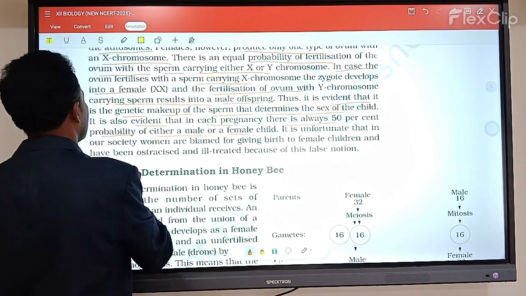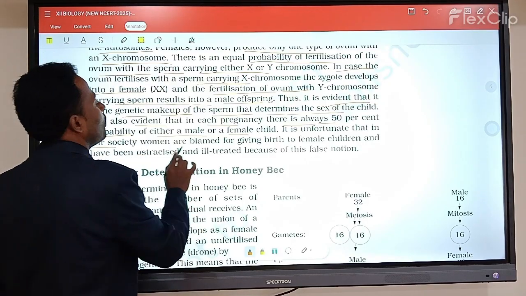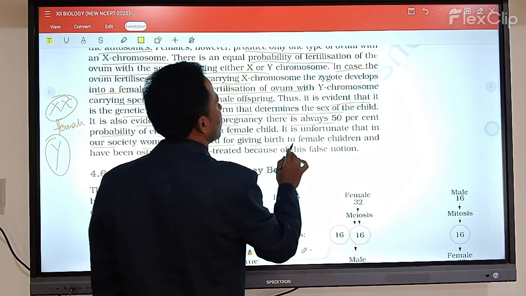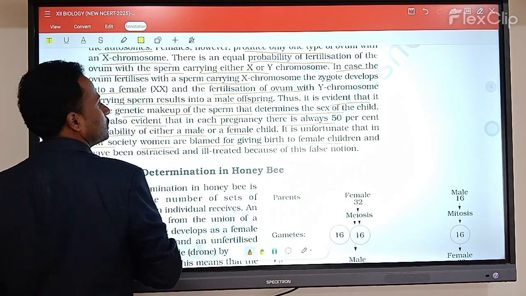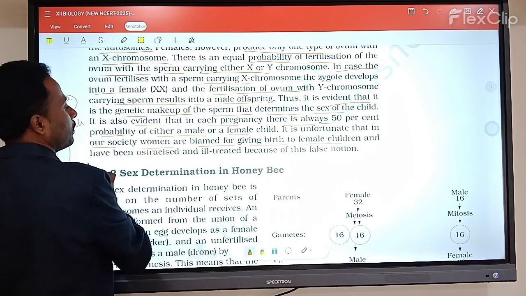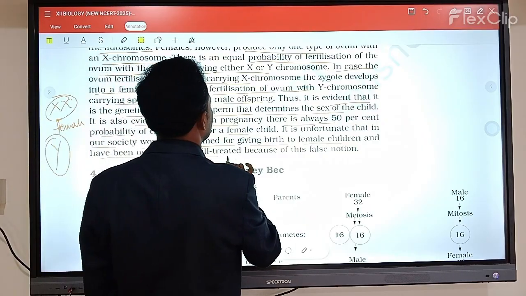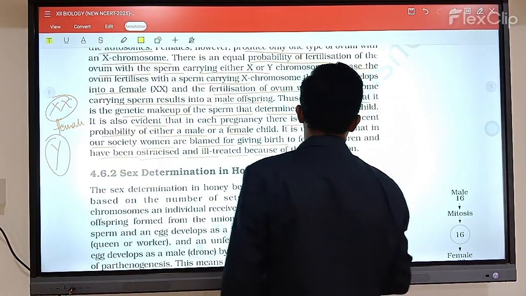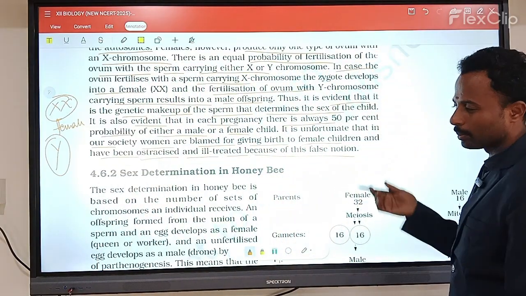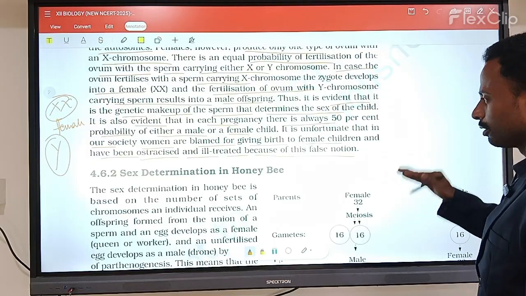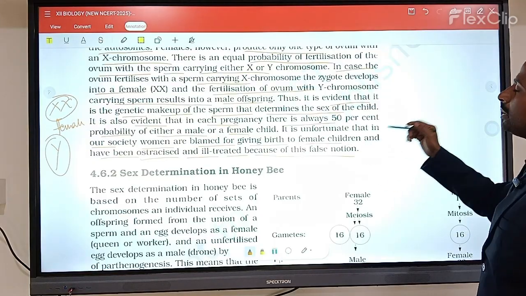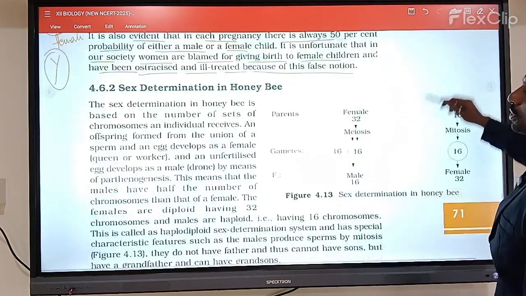Unfortunately, in society women are blamed for giving birth to female children, and because of this false notion they are mistreated. Because of this, female births decrease, as proper information is not being given.